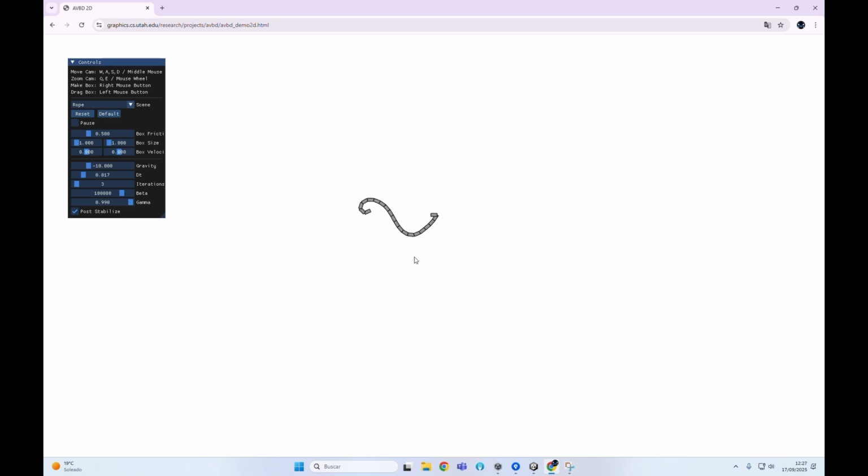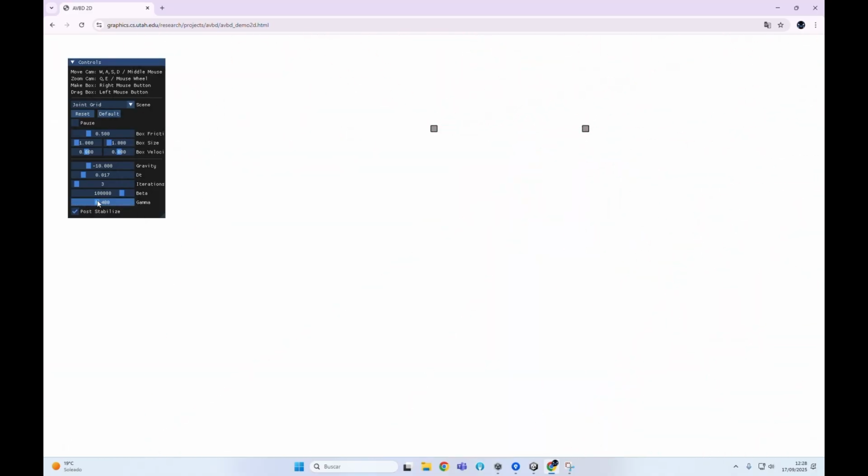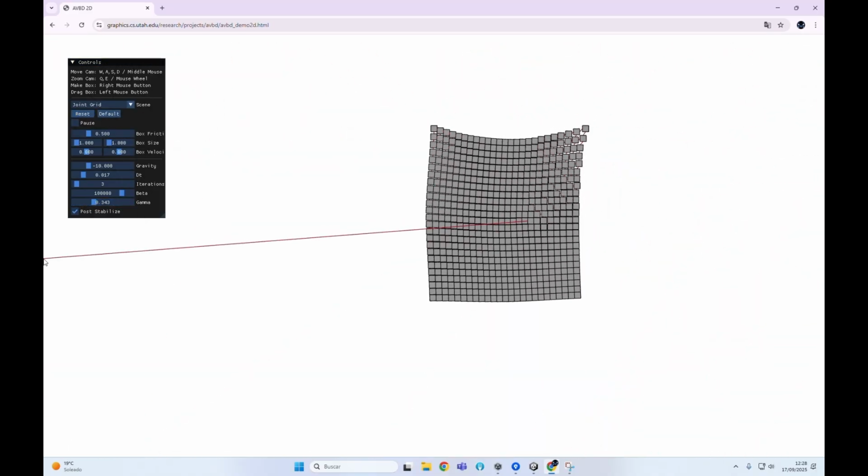So yeah, this isn't really physically correct. I'm not sure what's causing it, because apart from iteration count, all of the parameters are right. So yeah, it's a bit weird. So in general, with AVBD, it seems like there's a very narrow combination of parameters that yields acceptable results. Let's go to, I don't know, maybe joint grid sample scene. And yeah, lowering gamma is just not an option.